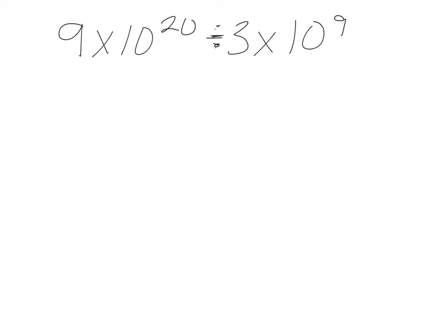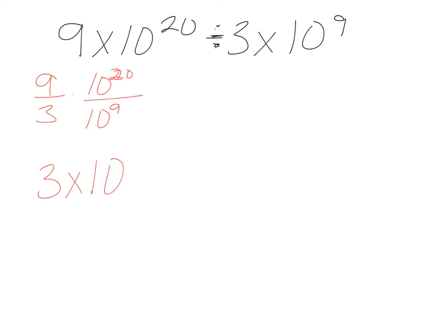So you would have 9 over 3. You could think of that like times 10 to the 20th over 10 to the 9th. So let's see what we have. 9 over 3 is 3 times 10 to the, well, 20 minus 9 is 11. And we are in scientific notation, so we are good to go.